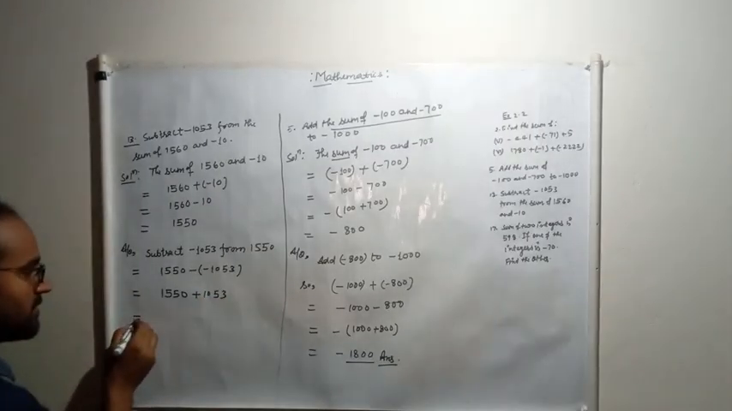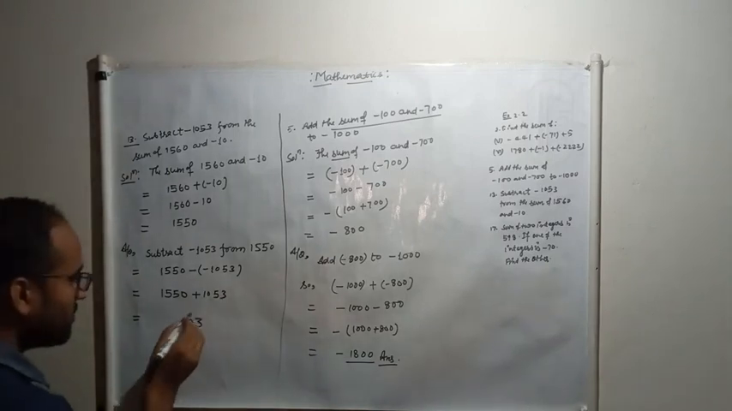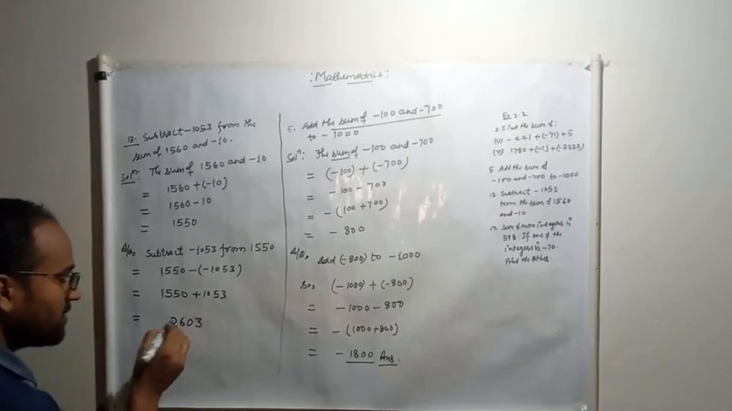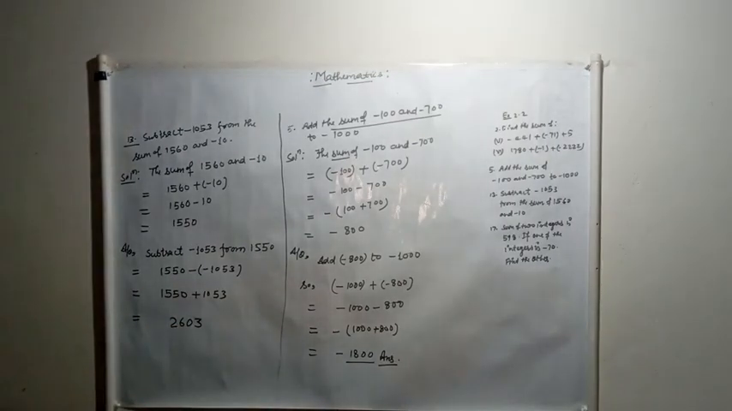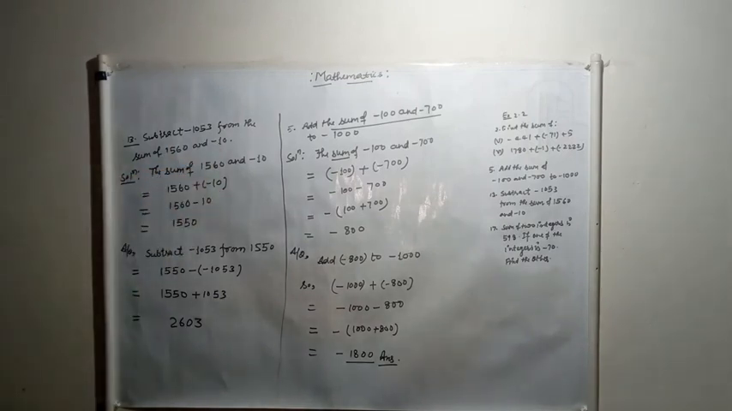1053. So first I'm going to write it 3. 5 plus 5, you get 0. Then 5, 6. Then 2603. When you subtract this one from the sum of these two, you get 2603. That is your answer.